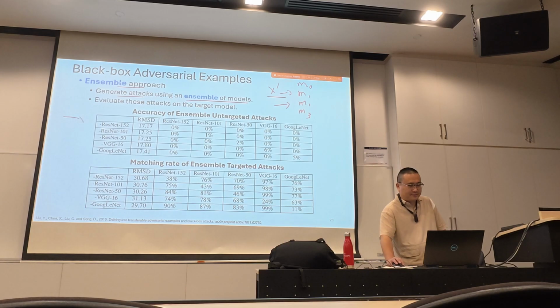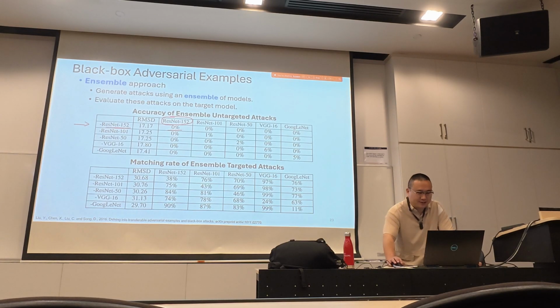Then let's see the results. For these tables, we can notice there's a minus sign at the front, which means that in the ensemble, we do not contain this model. For example, for the first row, we have all the models except for ResNet 152. After we generate the attack against the ensemble, we can see that it reduces the accuracy of 152 to almost 0. This shows that we successfully generate the anti-targeted attacks.